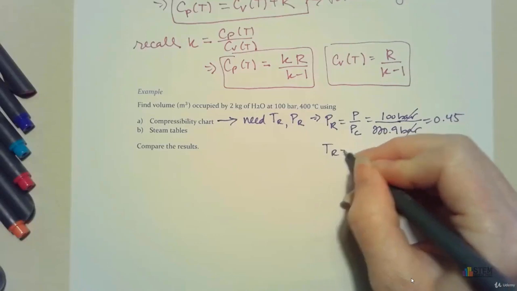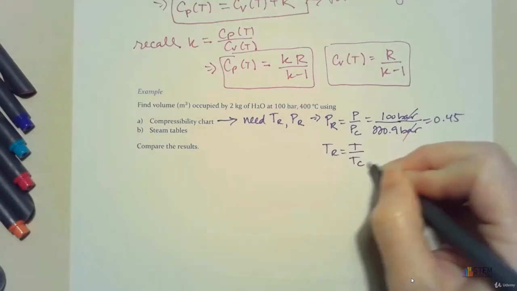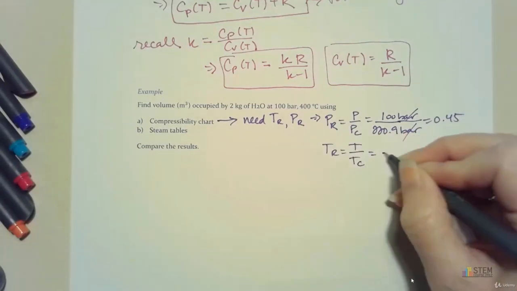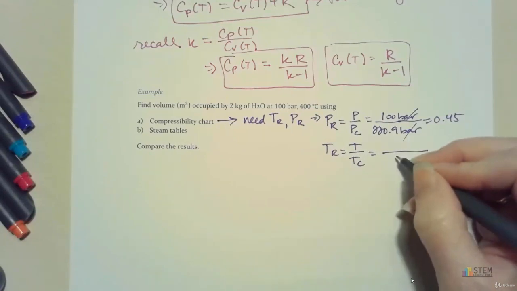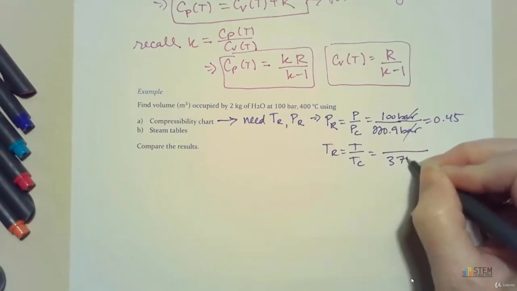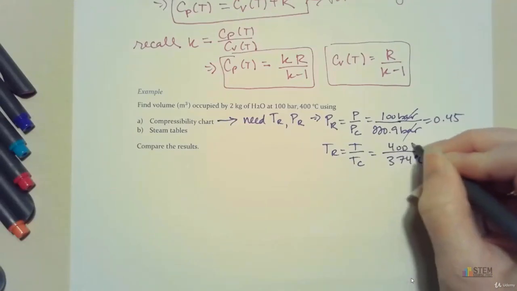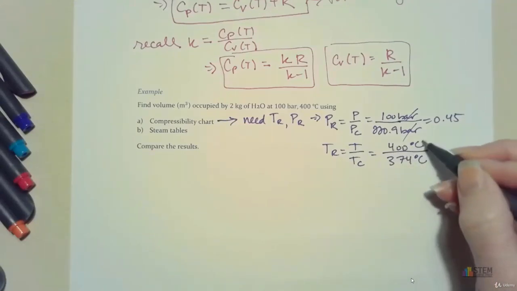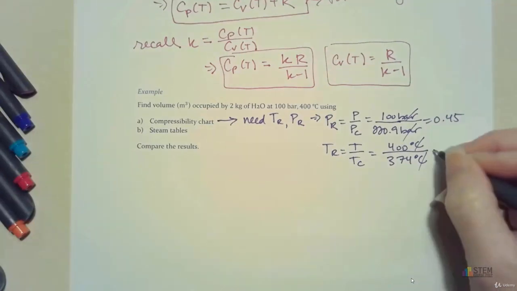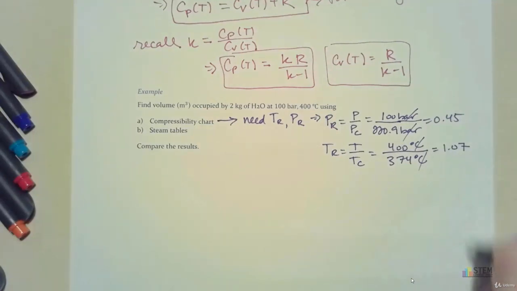For the reduced temperature, remember that is T over TC. We'll look up that critical temperature in the table for water, and we get 374 degrees Celsius. Our current temperature is 400 degrees Celsius. Those units cancel. This ends up being 1.07.